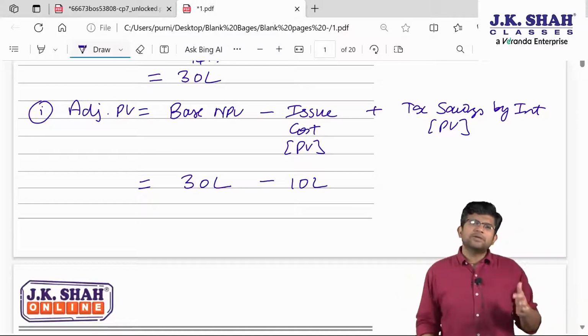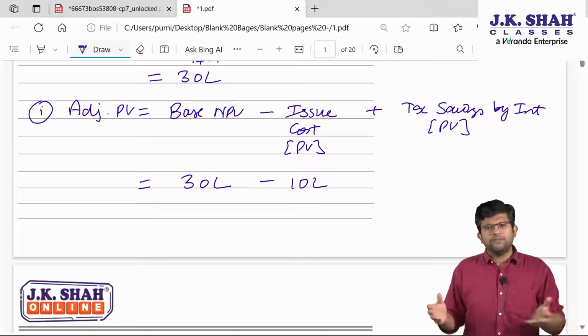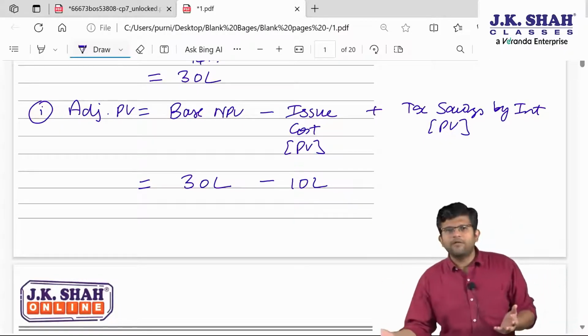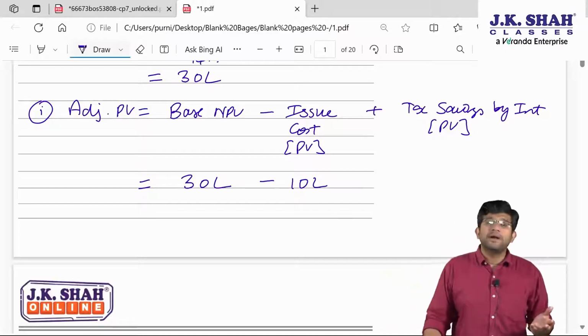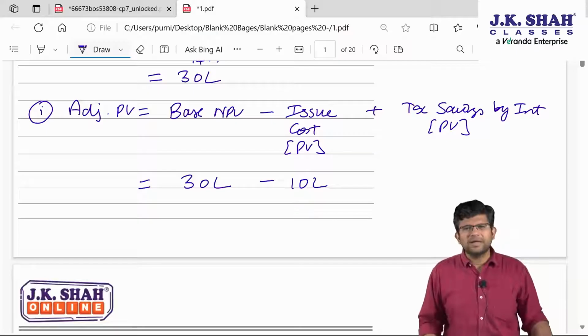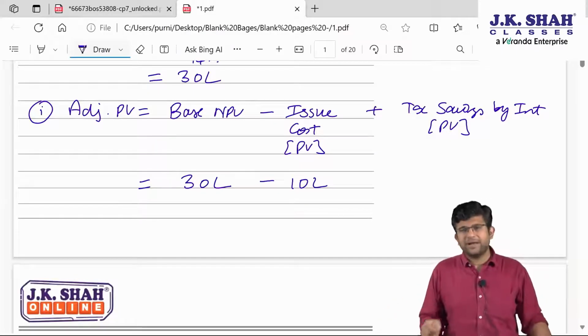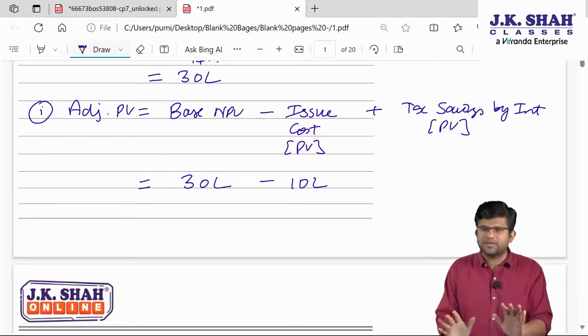outflow, because if you raise money through equity, there is a dividend that you have to pay. So if you raise money through equity, dividend you have to pay. If you raise money through debt, interest you have to pay. So as far as these outflows are concerned, it is common in both and should not therefore be taken into consideration while calculating the differentials for adjustment.